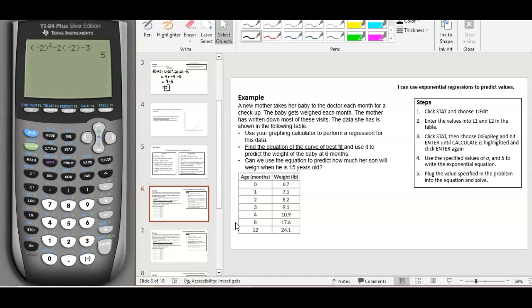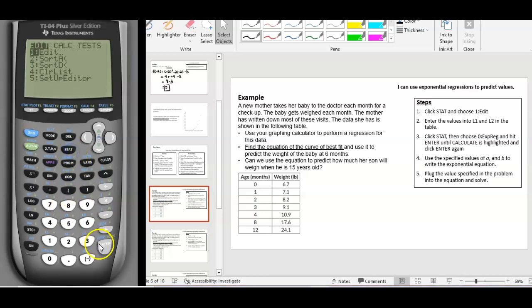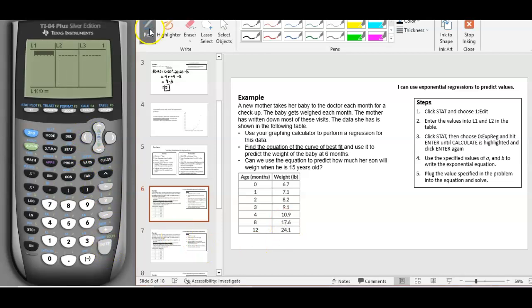So use your graphing calculator to perform a regression for this data and find an equation of the curve of best fit. So to do this on our calculator, remember you're going to click Stat and then hit Enter on Edit. And then remember you go up and clear L2, and then go to L1 and go up and clear L1. So now I'm going to enter all the values of the age into L1 because that's my input variable, and then I'm going to enter all the weight values into L2. So I'm going to go ahead and pause the video so that you can enter these into your table.